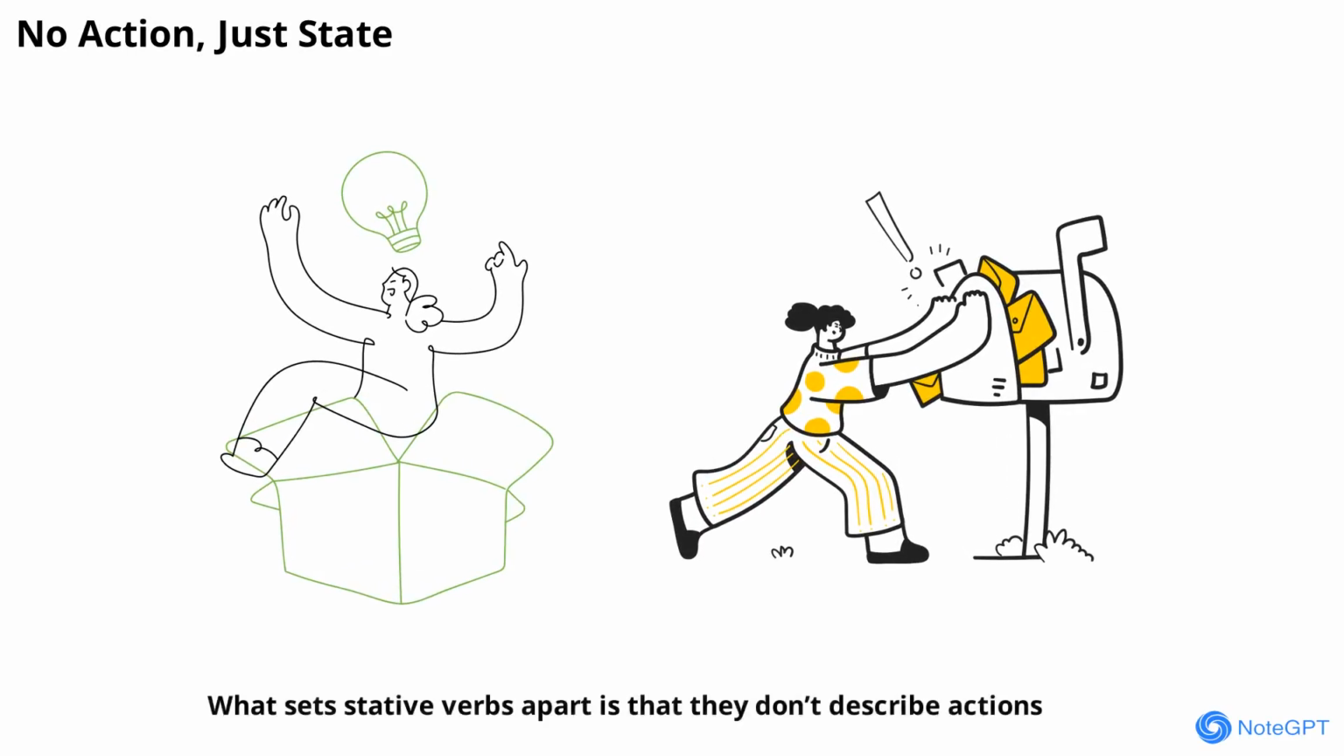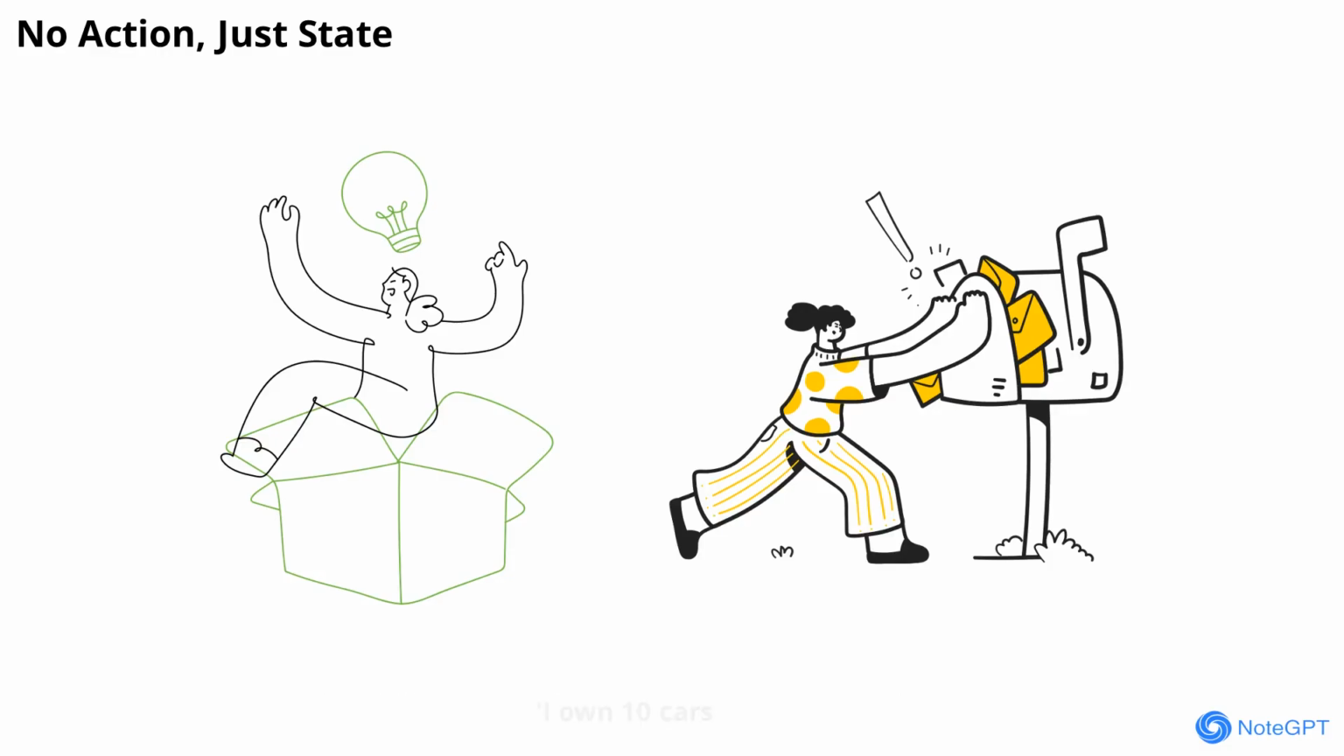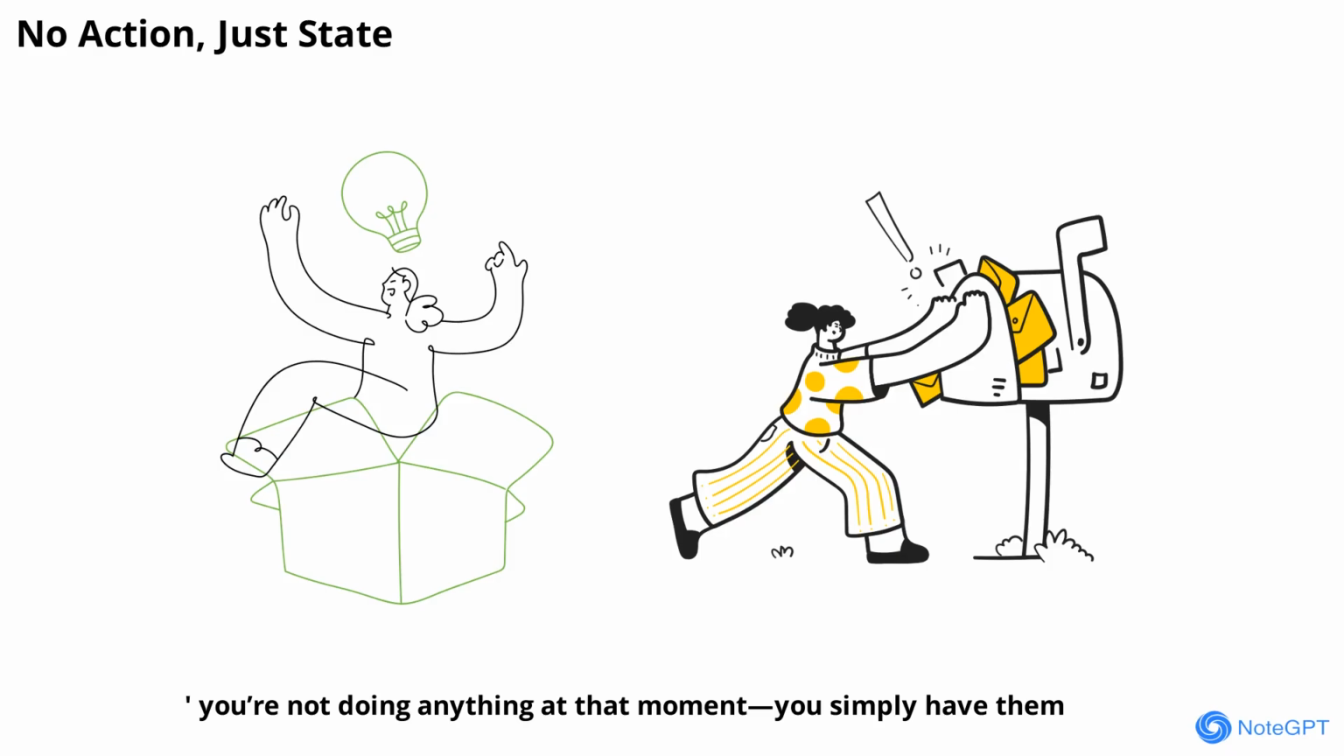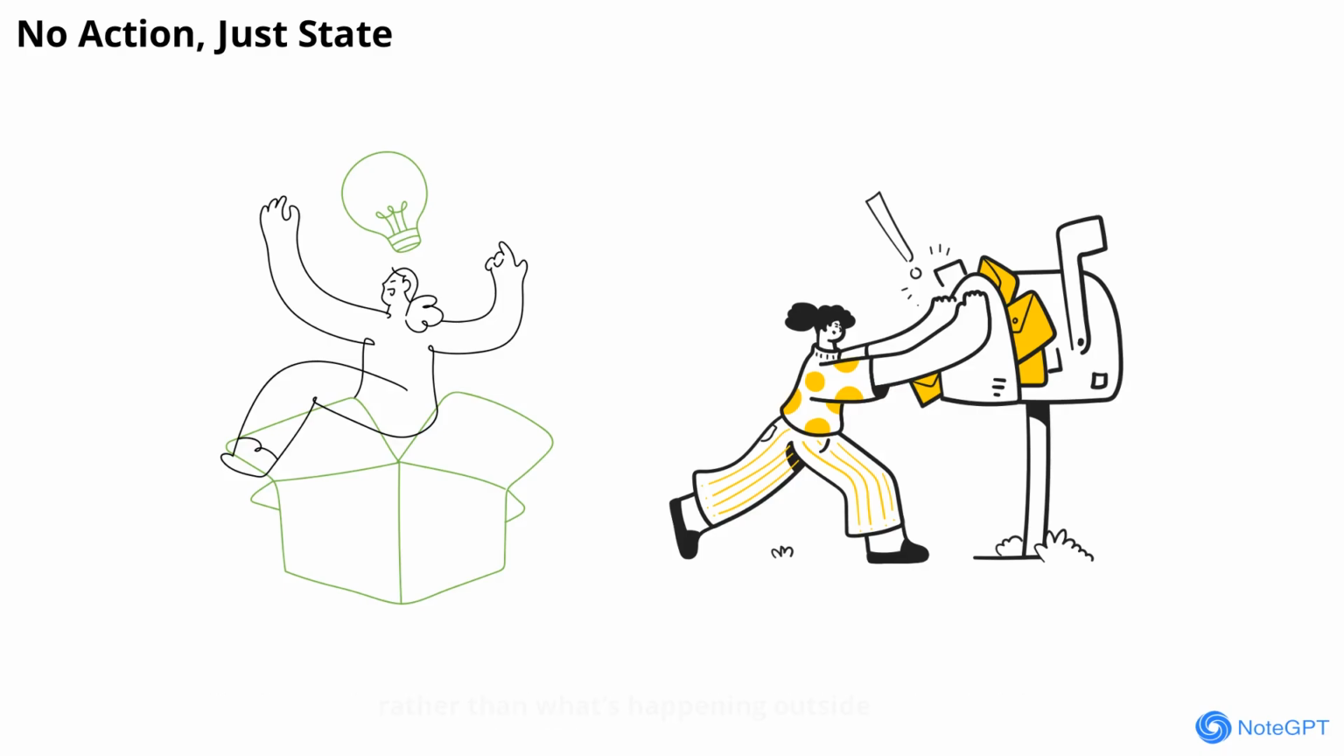What sets stative verbs apart is that they don't describe actions. Instead, they tell us about a condition or state that exists. For example, when you say, "I own 10 cars," you're not doing anything at that moment, you simply have them. Or, "The kids love to play outside in the summer." Here, love describes their feeling, not an action. Stative verbs help us paint a picture of what's happening inside, rather than what's happening outside. This is why they're so common in everyday English.